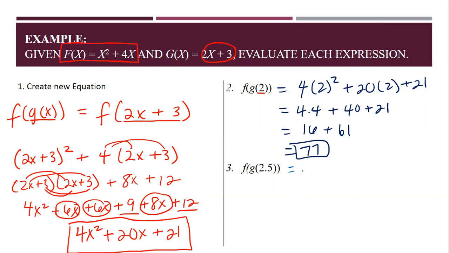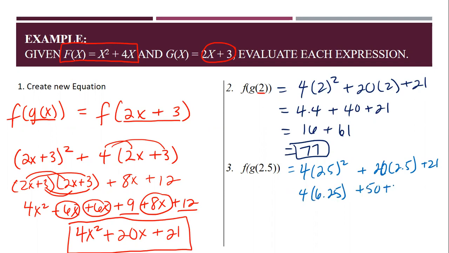All right, so really quick, it's 4 times 2.5 squared plus 20 times 2.5 plus 21. That's going to give us 4 times 6.25 plus 50 plus 21. That's going to give us 25 plus 71, which is going to give us 96 as our final output.